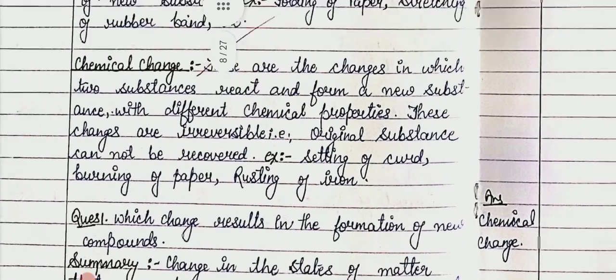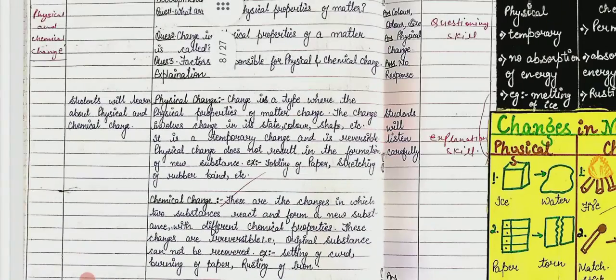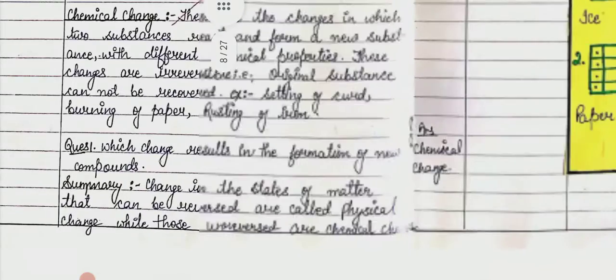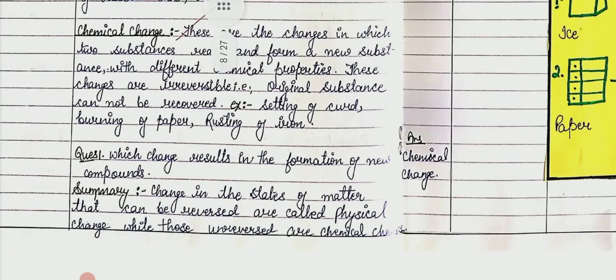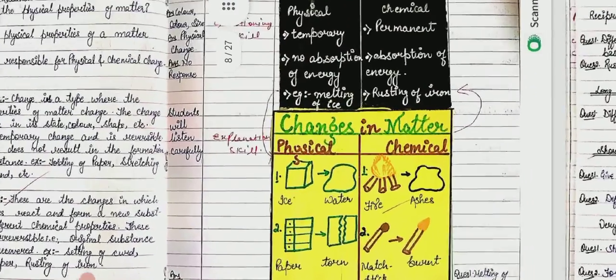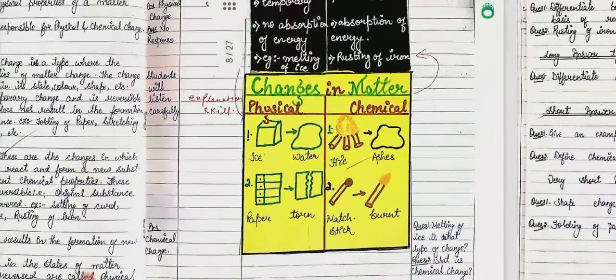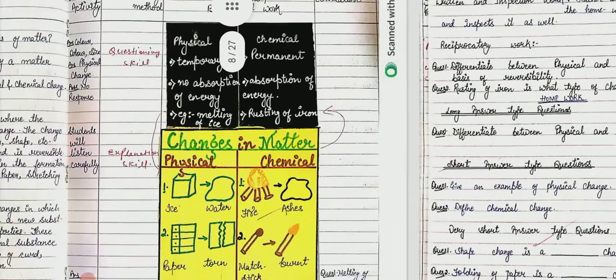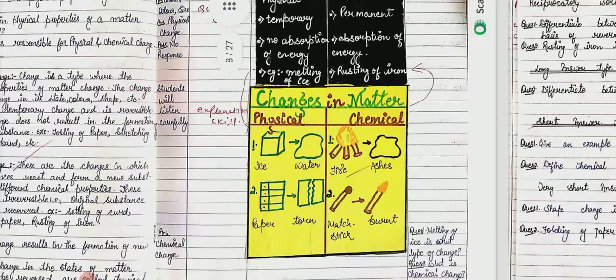Now we put a question. During our explanation, we use our explanation skill. After that, we put a question: which change results in the formation of a new compound? Student answers, chemical change. And we use our questioning skill during our question. This is our miniature of blackboard and miniature of chart. Always remember one thing, stick your miniature of chart above your miniature of blackboard.